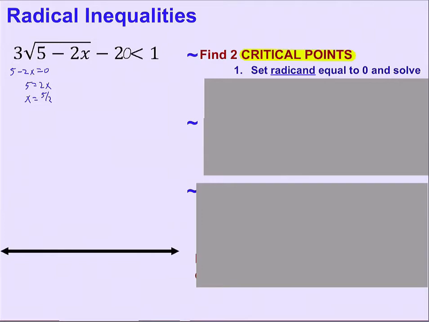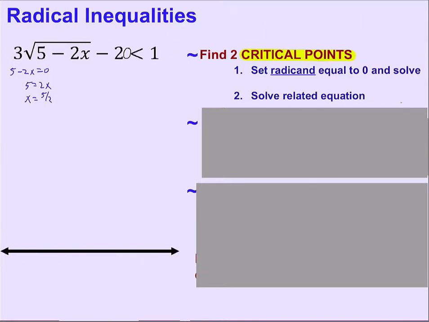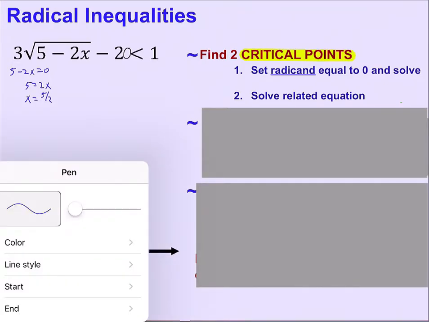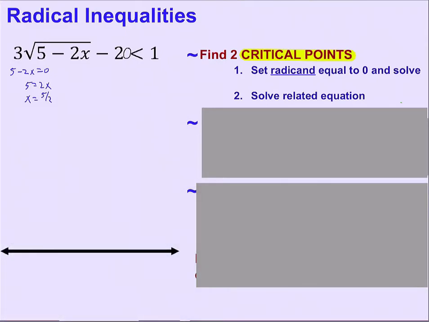The second critical point is from solving what we call the related equation. The related equation is kind of what it sounds like, which is the equation that is based on this inequality. We're just going to turn that less than into an equal sign. So I'm going to do this separately. 3 times the square root of 5 minus 2x minus 20 is less than 1. Sorry, it's equal to 1. We are changing it to an equation. And we're going to solve this equation using the exact same methods we learned last class. Isolate, square both sides, solve.